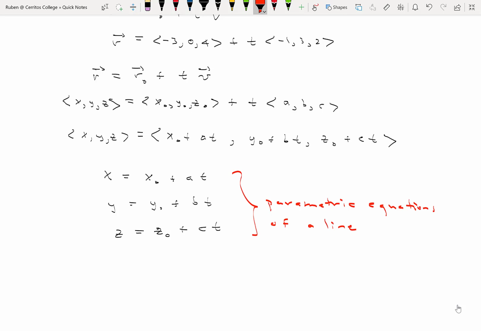It's convenient to view the variable t as representing time. So at time equals 0, the point on the line is x naught, y naught, z naught. When time equals, let's say, 1 second or 1 hour or whatever unit of time you're measuring, the new x value is the old x value plus a, the new y value is y naught plus b, and z naught plus c is the new z value. So as t varies through all real numbers, or as time varies, we pick up different points on the line.